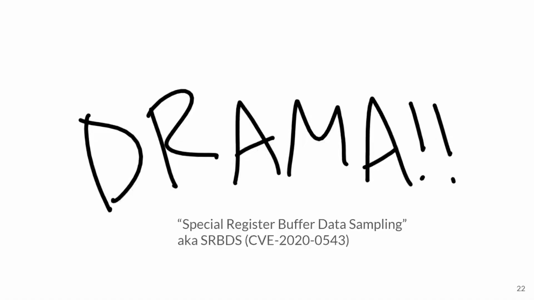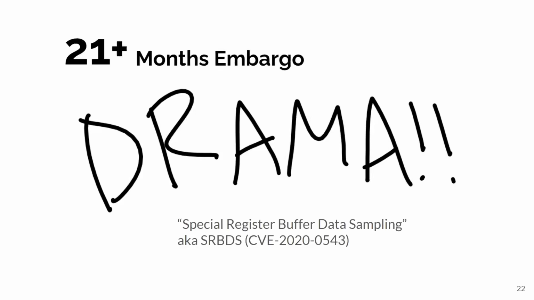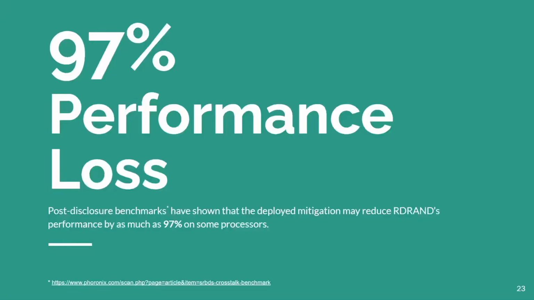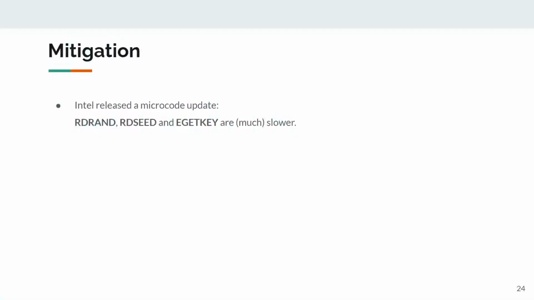This, of course, led to a whole bunch of drama, as is typical with these fancy microarchitectural papers. We got a CVE and a fancy name from Intel, and we got an extremely long embargo period. We also got some very impressive looking performance loss numbers from the mitigation. So what's going on with the mitigation? So Intel released a microcode update, and they made some instructions way slower. In particular, the random number instructions and one of the SGX instructions that was also affected.